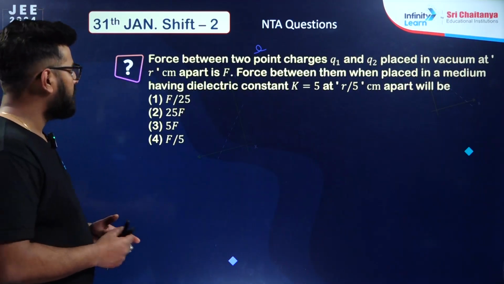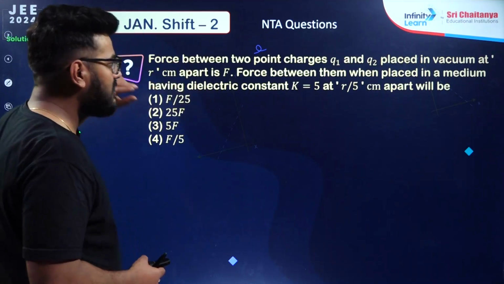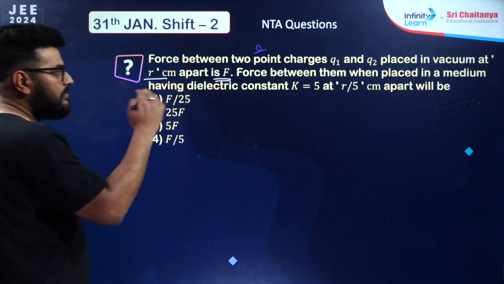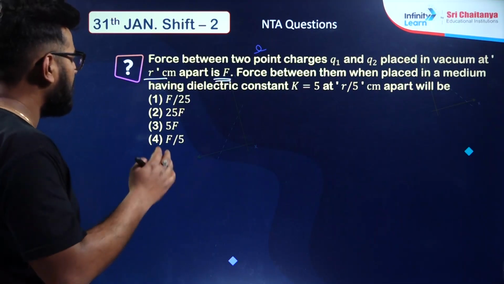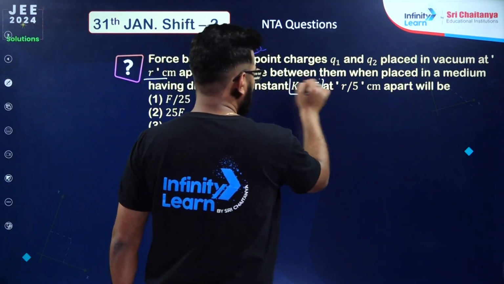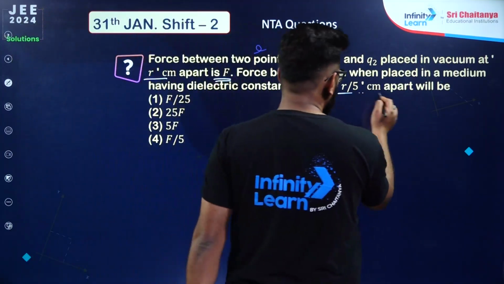Okay, next, the force between 2 point charges Q1 and Q2 placed in vacuum at r centimeter apart is F. Forces between them when placed in a medium having dielectric constant K is equal to 5, at r by 5 centimeter apart.